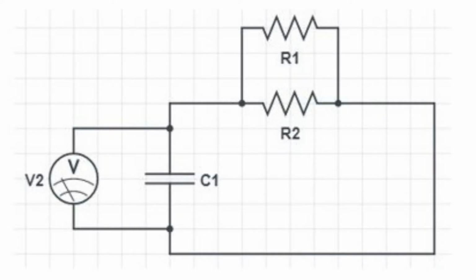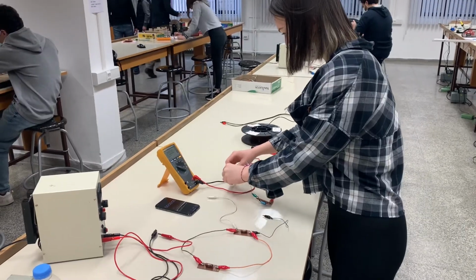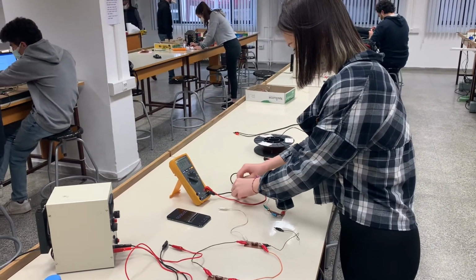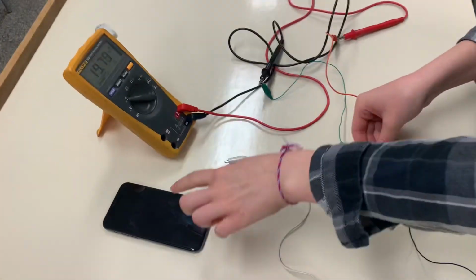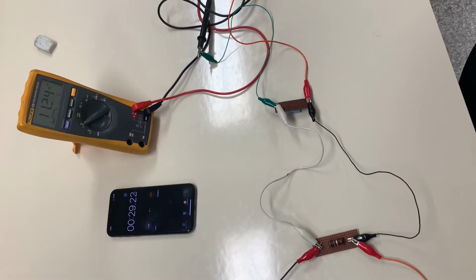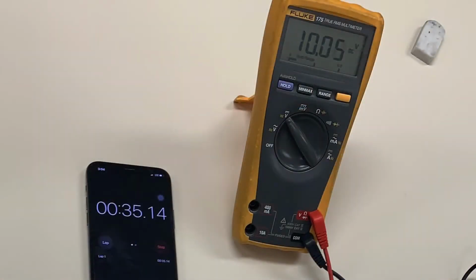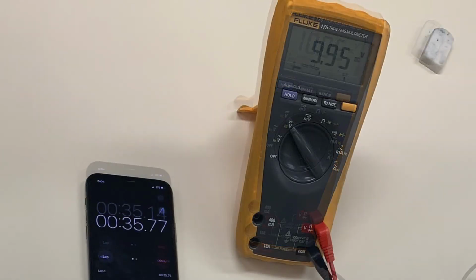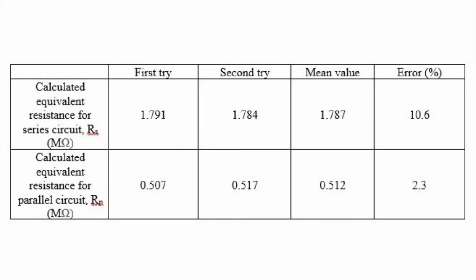The procedure was repeated again with a circuit where the two resistances are in parallel. The circuit was formed according to this demo drawing. The procedure was again repeated for 2 times, and the half-life of the capacitor was measured by using a voltmeter and a stopwatch. The half-life of the second circuit was measured as 35.14 seconds in the first try and as 35.8 in the second try. From the measured half-life values, the equivalent resistances were calculated.